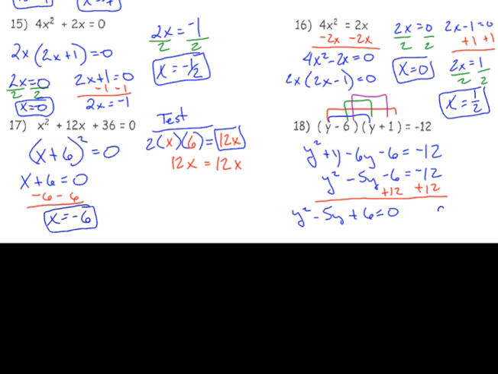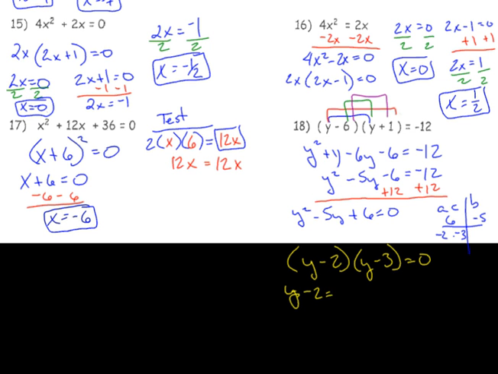Here, my AC and my B. AC is 6, B is negative 5, so that's going to be negative 2 times negative 3. So I have y minus 2 times y minus 3 equals 0. Y minus 2 equals 0, y minus 3 equals 0.